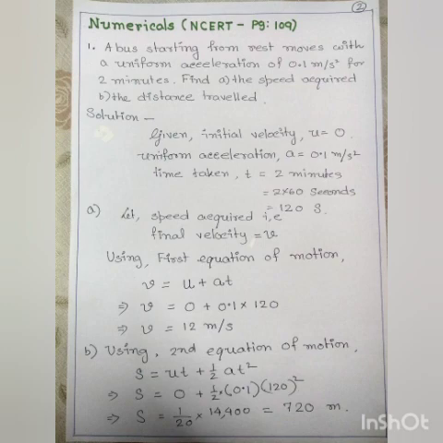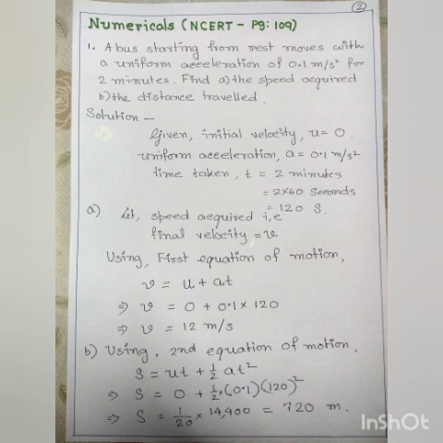Now the next calculation for B. To derive the distance traveled during this time, we will use second equation of motion. s equals to ut plus half of a t square. Now see, again you substitute u. u is 0, so u into t will be 0, and a is 0.1 and time t is 120 seconds, so 120 square.